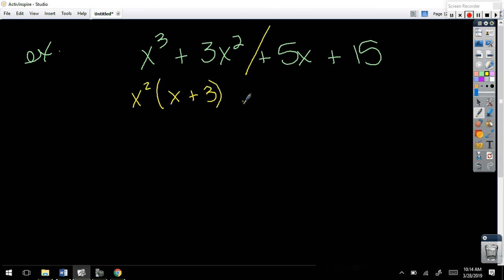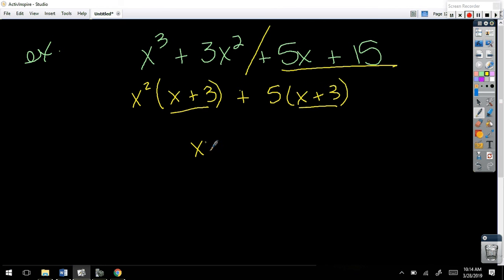Middle sign. What's the GCF? That's right. So factored, here's what they share. Now what's left? See how it's the same thing we've been doing?